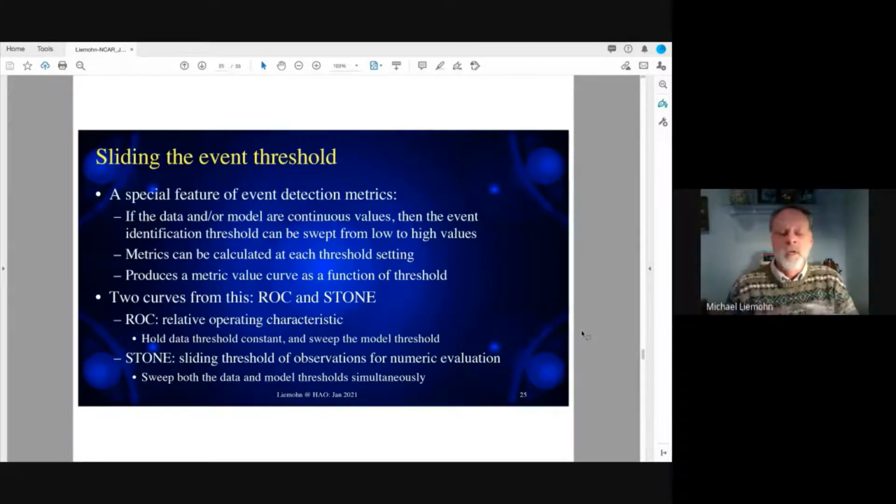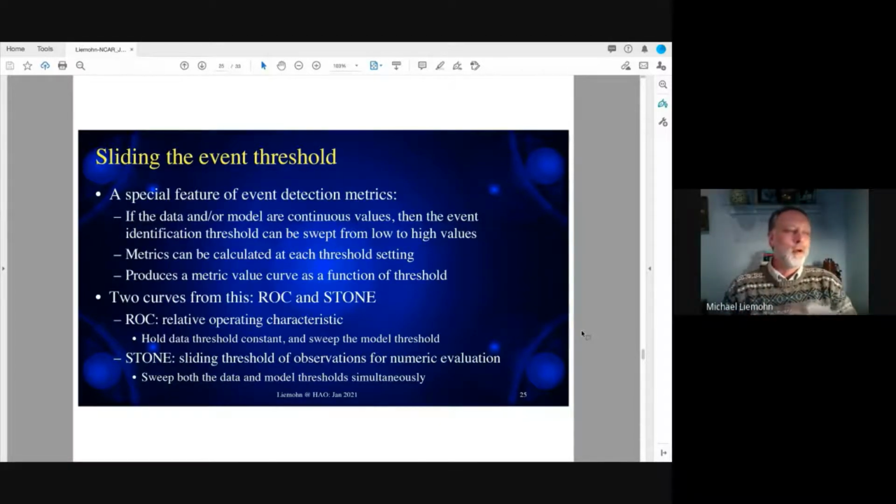And so people have done this. And you can create curves for the metrics as you slide those event identification thresholds back and forth. And you can slide the value in not only what is the model setting, but also what is the data setting for an event. And this is especially useful, I think, if you're doing a model that is exactly reproducing values in the data, so that the two are trying to be on that one-to-one perfect line. You want the scatter plot to be a diagonal line of points.